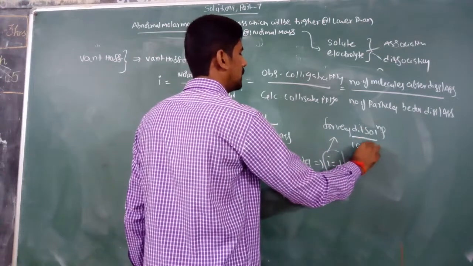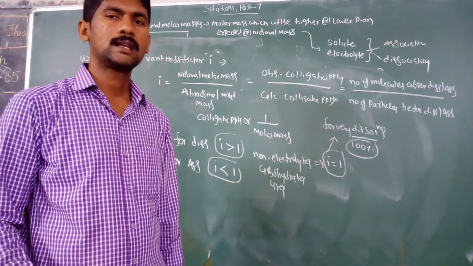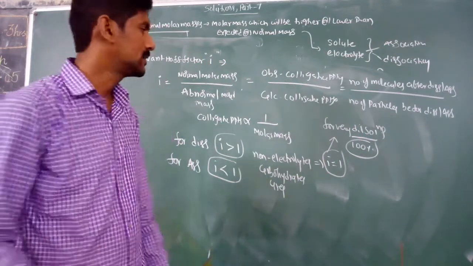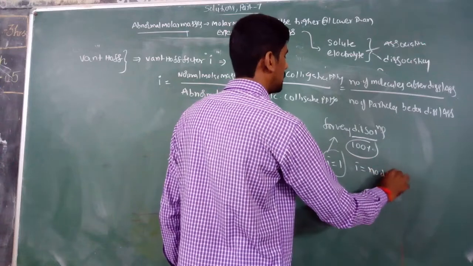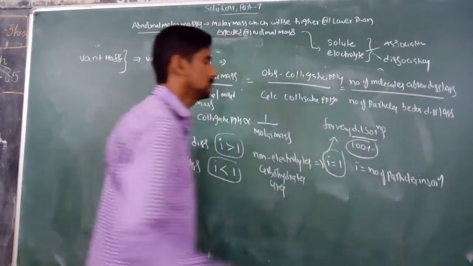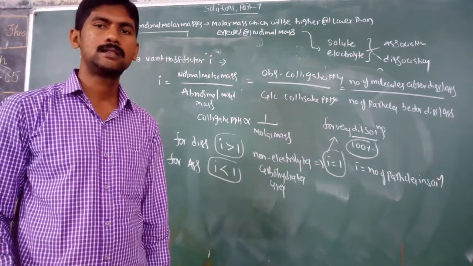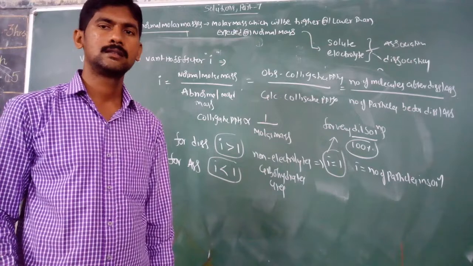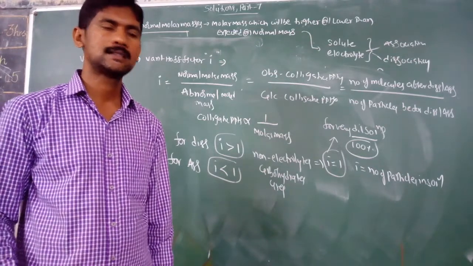Almost 100% dissociation or association of electrolyte. Then only you can consider i as the number of particles in solution. For very dilute solutions only, i is equal to the number of particles in solution. For 100% dissociation, i is equal to the number of particles in solution. Degree of dissociation is designated as alpha.